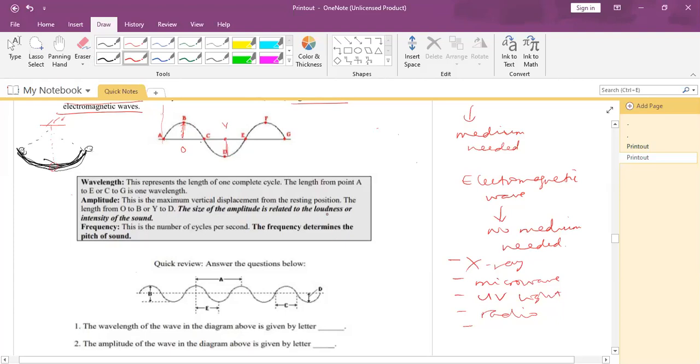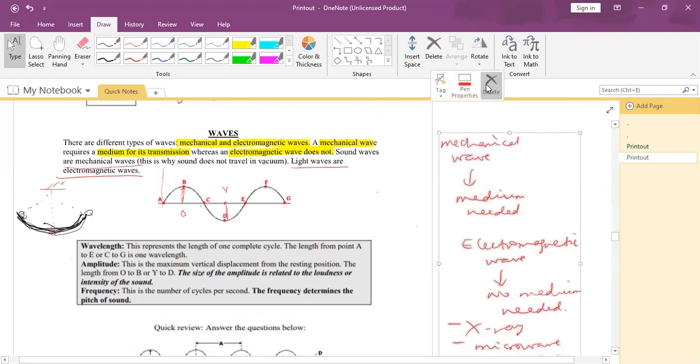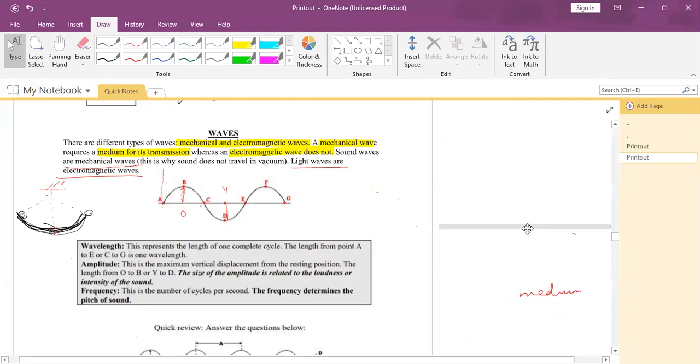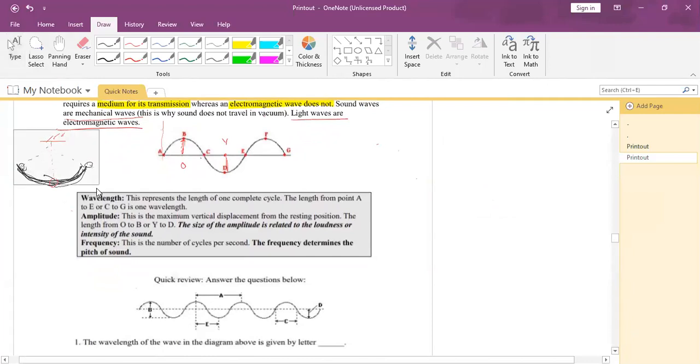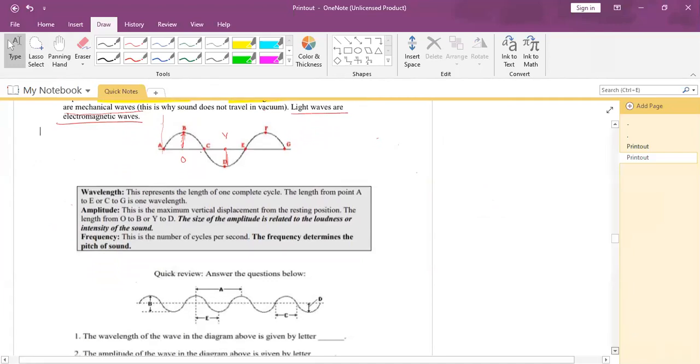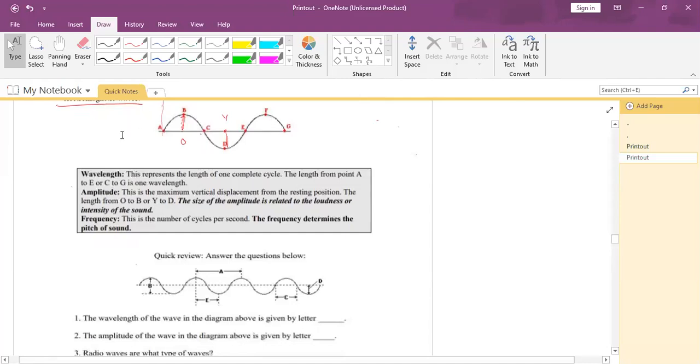So the size of the amplitude is related to loudness or the intensity of sound. When it comes to the ear, there's a question that relates amplitude to sound. Remember that the amplitude represents how loud a sound is. If the sound is very loud, you have a large amplitude, a maximum displacement from the starting point. If sound is low, the amplitude will be small. So amplitude is related to loudness of sound. That's why I put it in bold italics. There's a question that comes up like that.